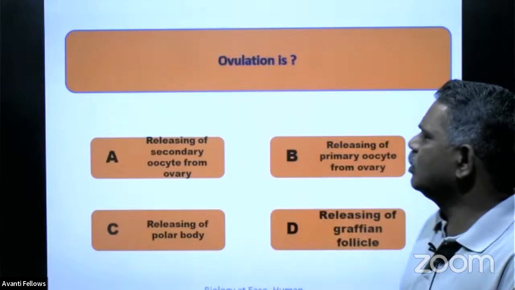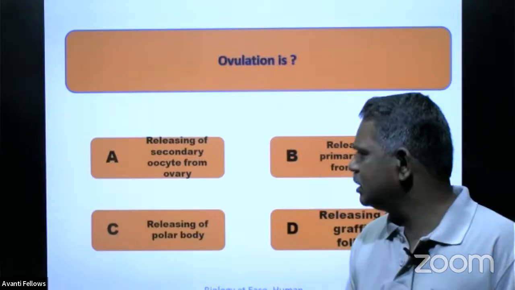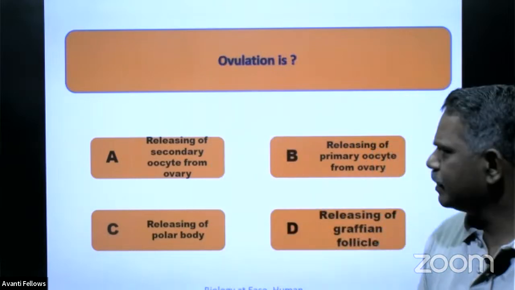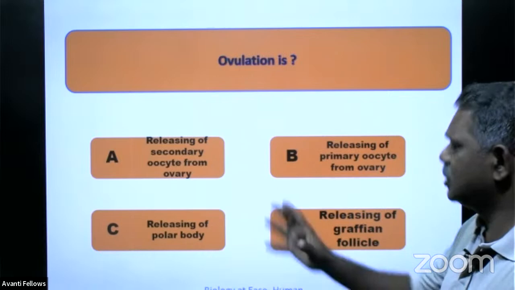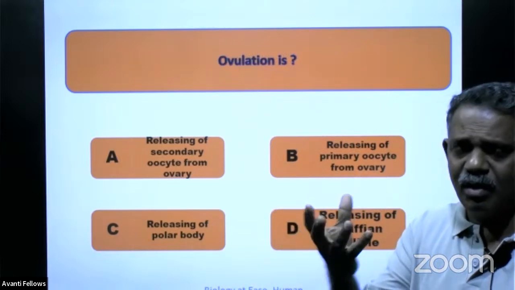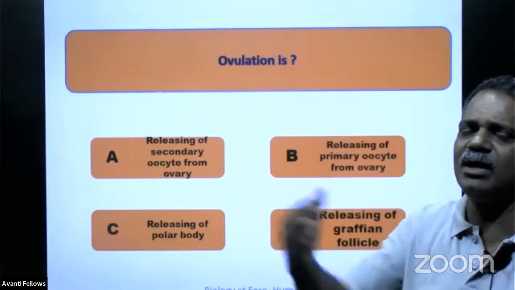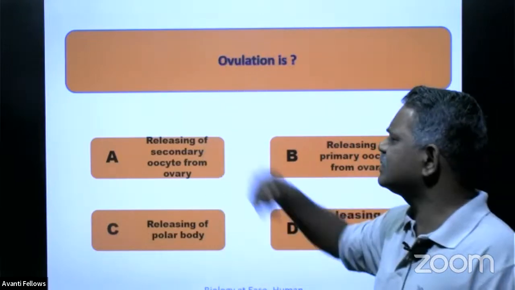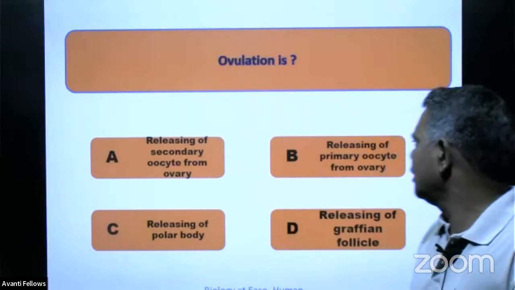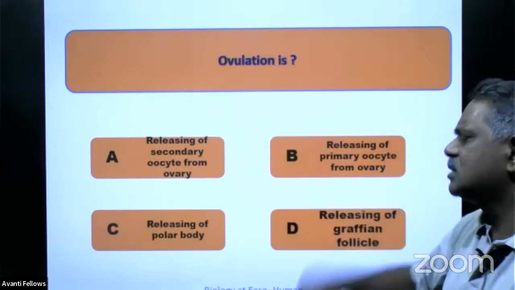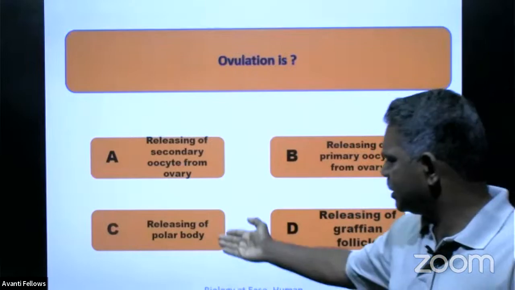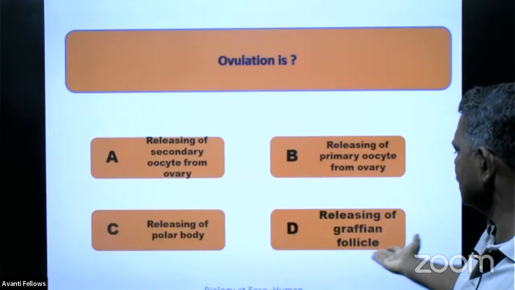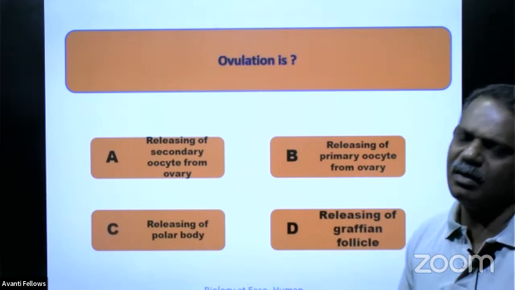Then come to ovulation. Ovulation is the releasing of a secondary oocyte from the ovary. Find out the correct option. Ovulation means the releasing of the ovum from the ovarian follicle by rupturing its wall only. Already we discussed this. Is it the releasing of a secondary oocyte from the ovary? Or the releasing of a primary oocyte from the ovary? Or the releasing of a polar body from the ovary? Or the releasing of a Graafian follicle from the ovary?